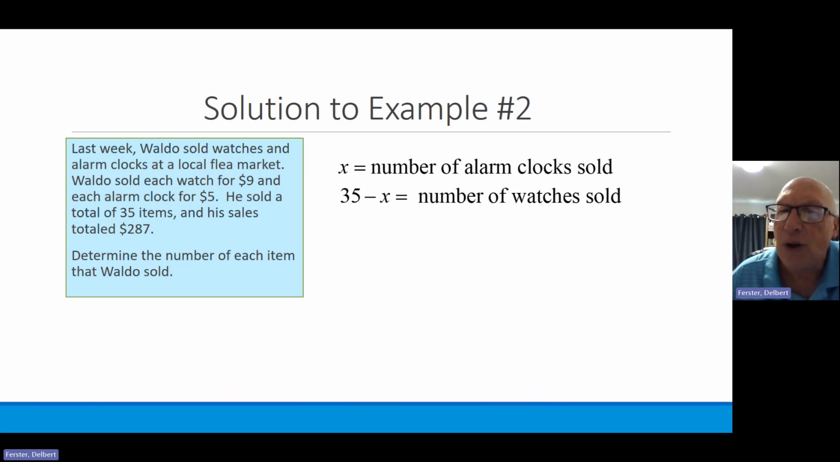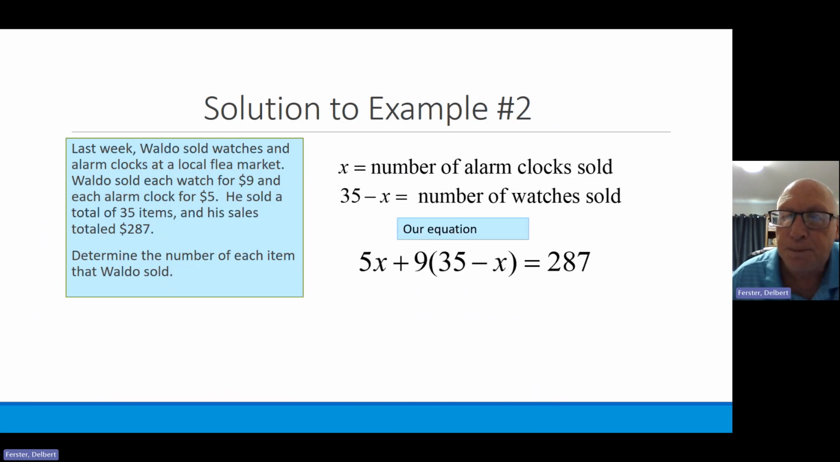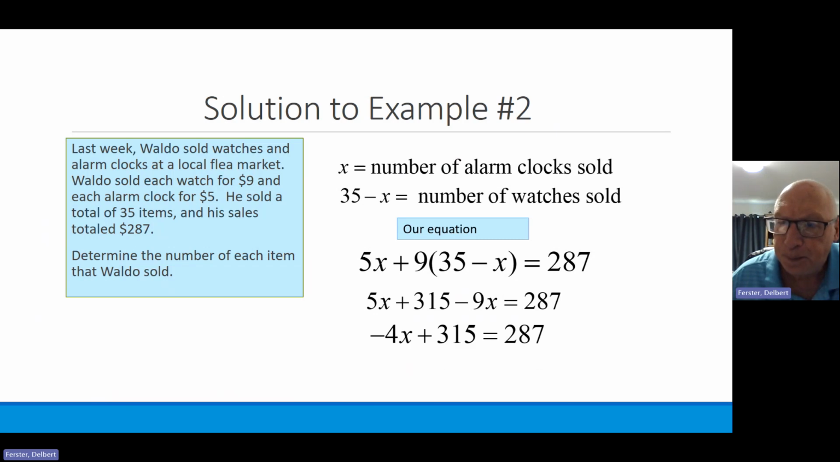Now we're going to bring some value in. Each alarm clock was sold for $5, and each of the watches was sold for $9. So when we bring money in here, $5 for each alarm, $9 for each watch, and the total amount of dollars is 287. Distribute hits the 9. All right, there's your 315 coming in minus 9x. Combine like terms and then move the 315 by subtracting.